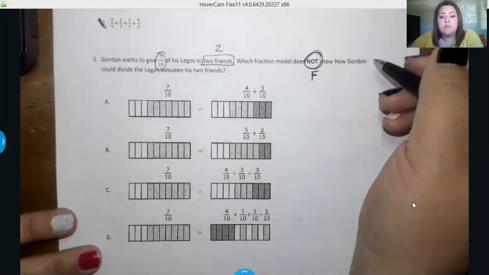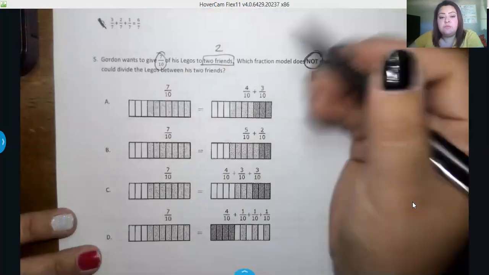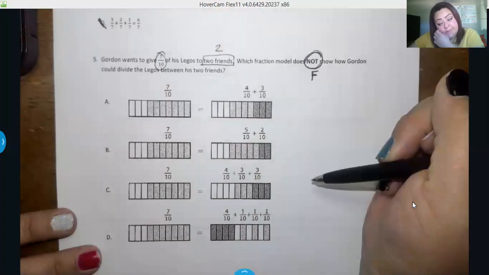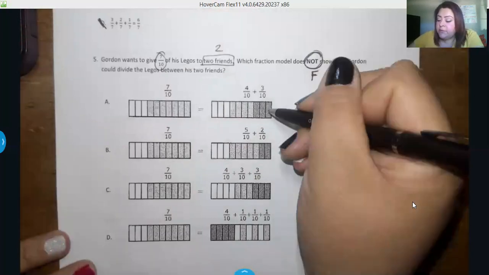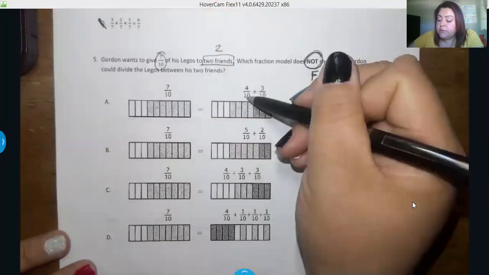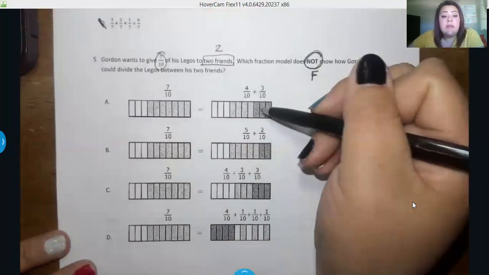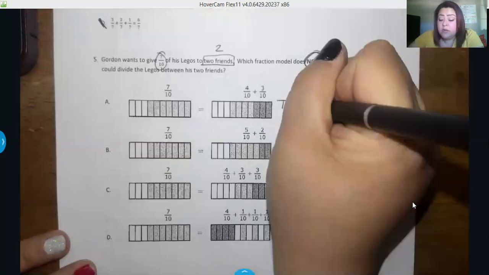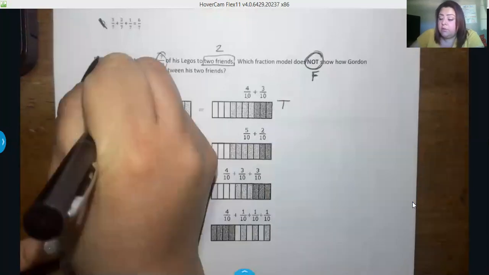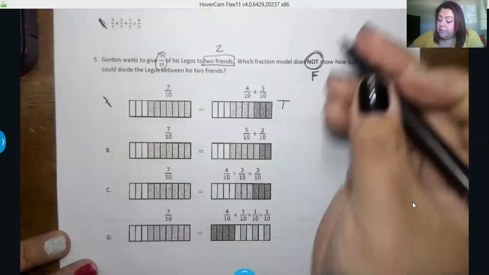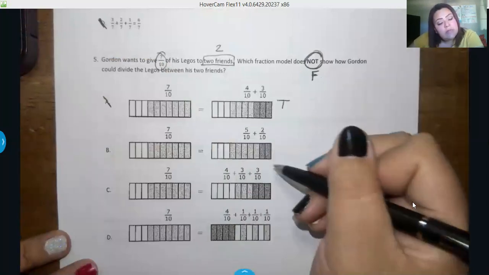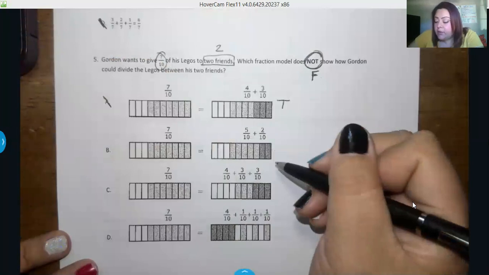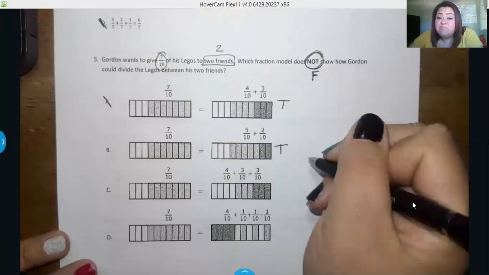So now we're going to go through and break down and see which one's true or false that equals the correct answer. So over here, he broke apart 4/10 and 3/10. So one friend could get 4/10, one friend could get 3/10. Yeah, that's a way to break it down. So that's true. Remember, we don't want true. We want false. Okay, B, 5/10 and 2/10. Is it going to be very fair? Not really, but it's still another way to break apart 7/10. So that is true. We don't want true.